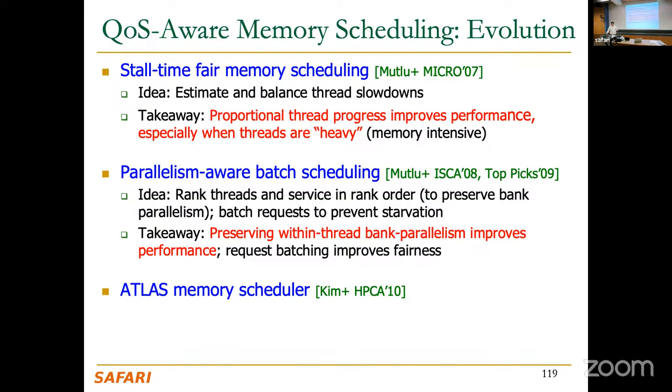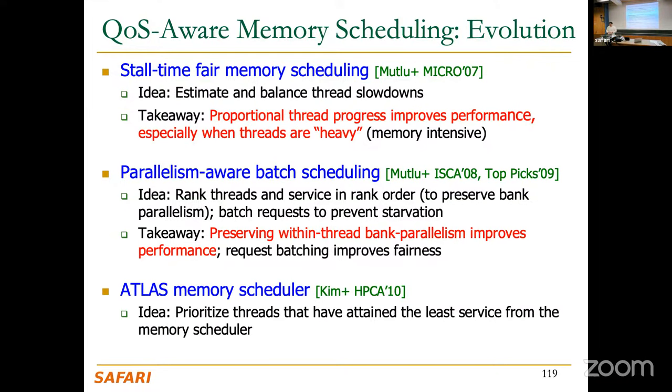And the takeaway is basically if you preserve this within thread bank level parallelism, it improves system performance, and you can also improve fairness on top of QoS unaware memory scheduling technique by batching these threads. But yeah, details will follow. The Atlas memory scheduler developed after these two, it prioritizes threads that have attained the least service from the memory scheduler.